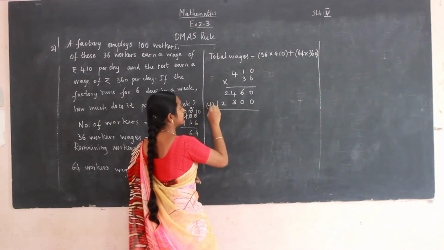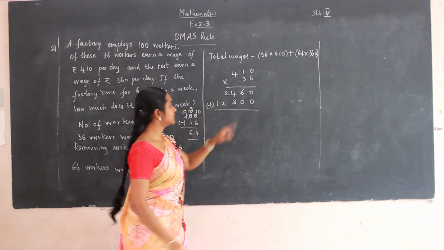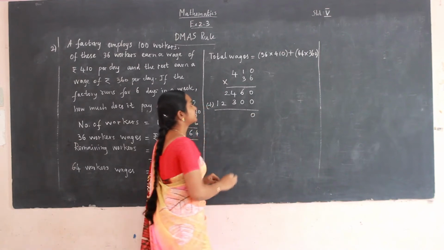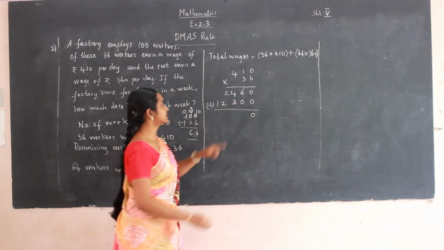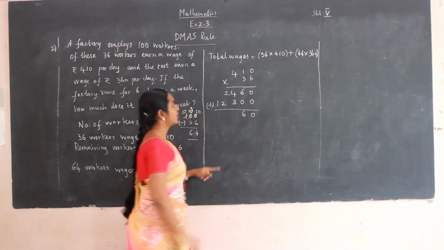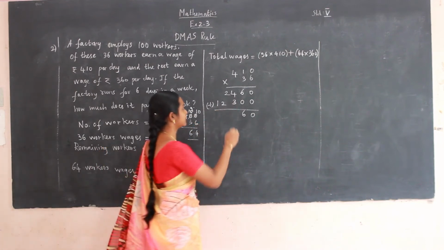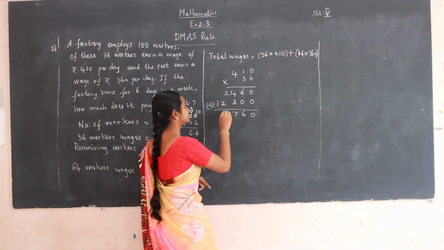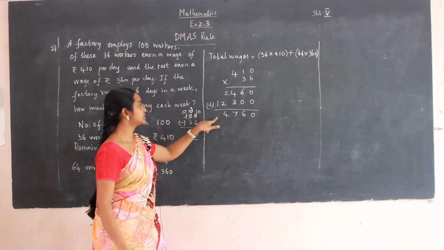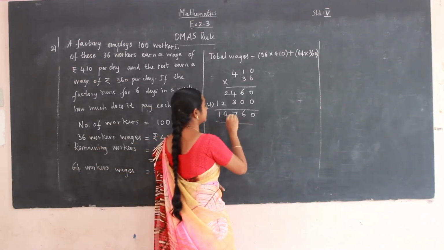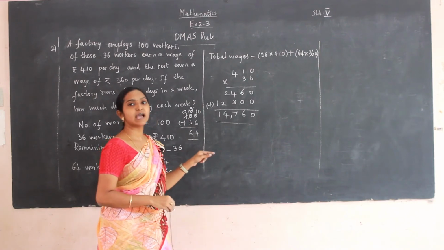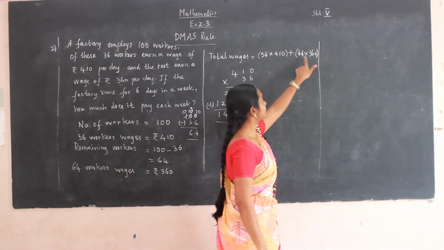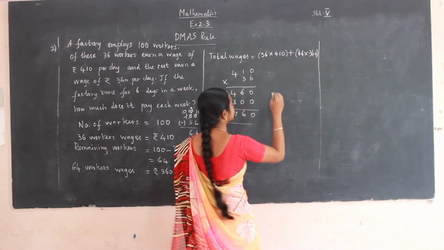Now add these two numbers. 0 plus 0 is 0. 6 plus 0 is 6. 4 plus 3 is 7. 2 plus 2 is 4. Here we don't have any number, so write 1 as it is. Next we have to multiply 64 and 360.